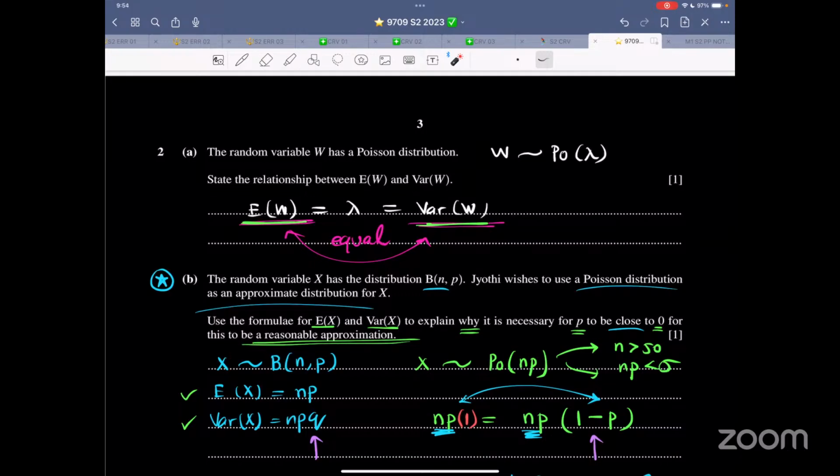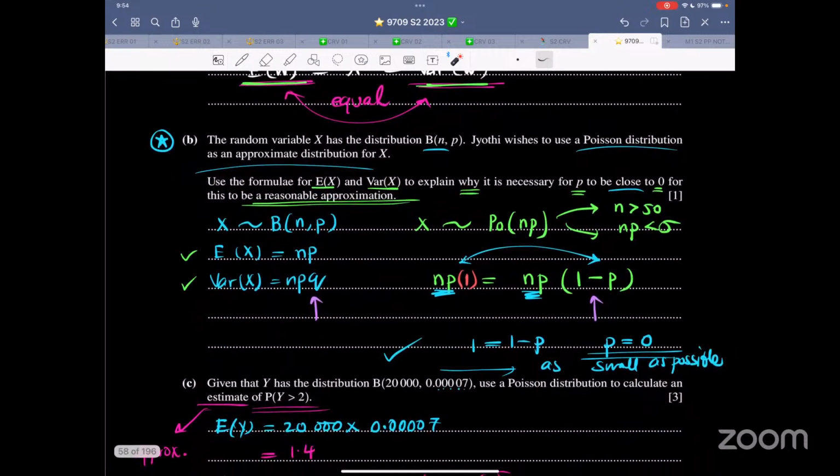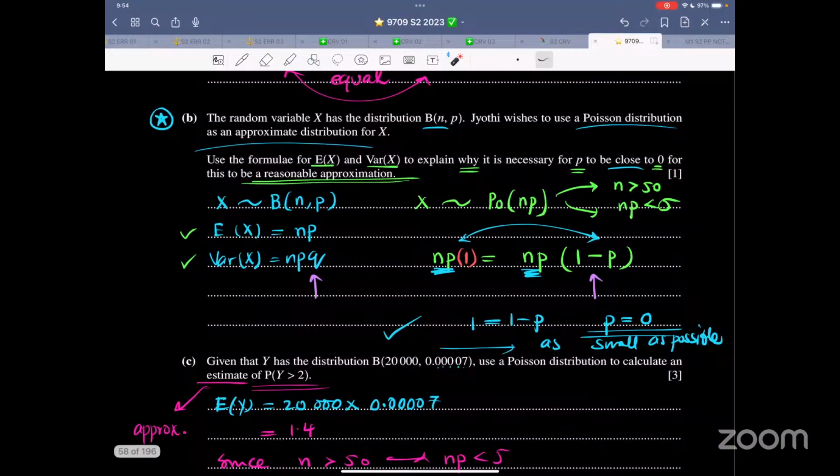Now it says the random variable X has the distribution binomial n comma p. J wishes to use a Poisson distribution as an approximate distribution for X. Use the formula for E(X) and variance of X to explain why it is necessary for p to be close to 0 for this to be a reasonable approximation. Now, this is a very nice question. First of all, expectation of X is np, variance of X is npq.